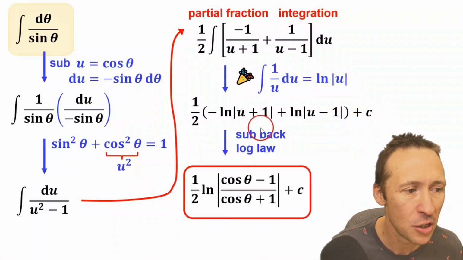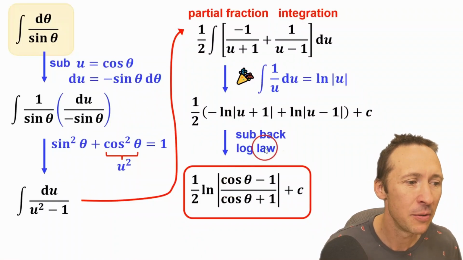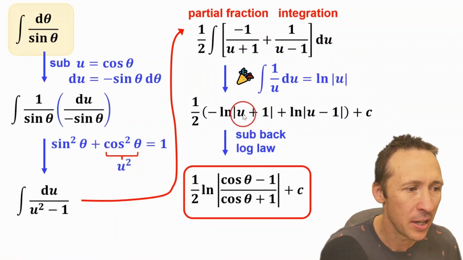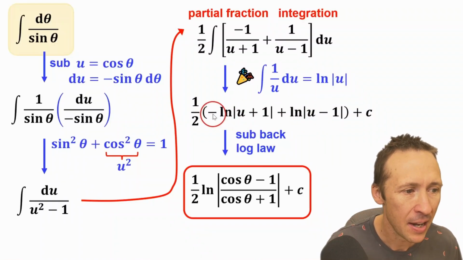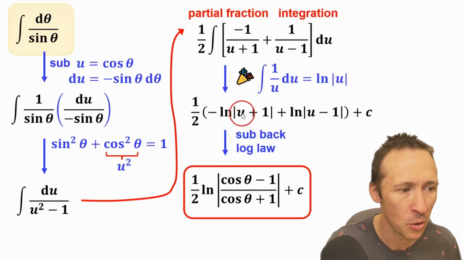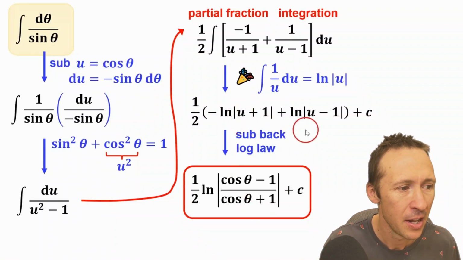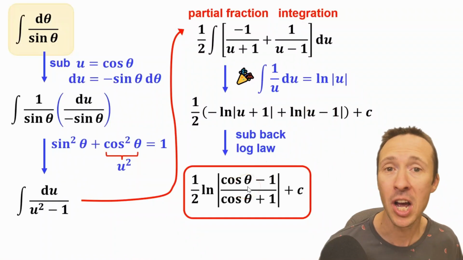We'll just substitute back what u is. u is cos theta. And we're going to invoke a log law where you can merge these two logs together if you're adding or subtracting them. Now this log on the left is negative, so it goes in the denominator. So the u plus 1, which is cos theta plus 1, goes in the denominator, and the u minus 1, which is cos theta minus 1, is in the numerator, and we're done.